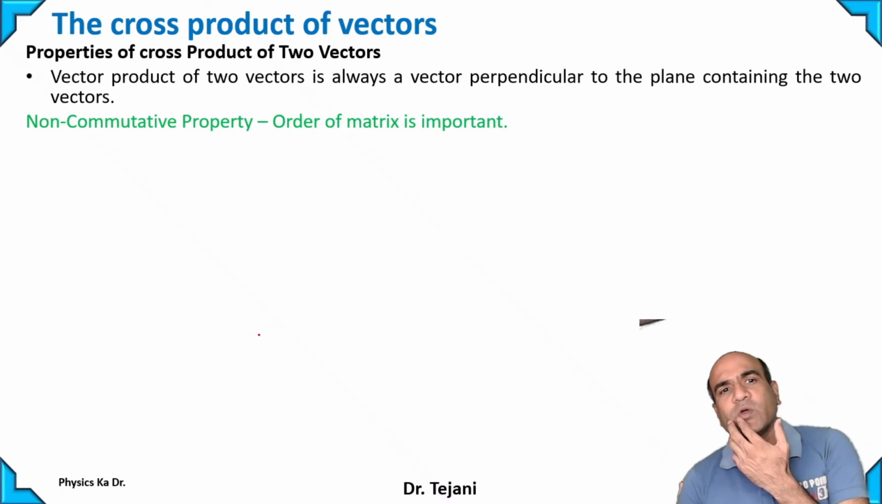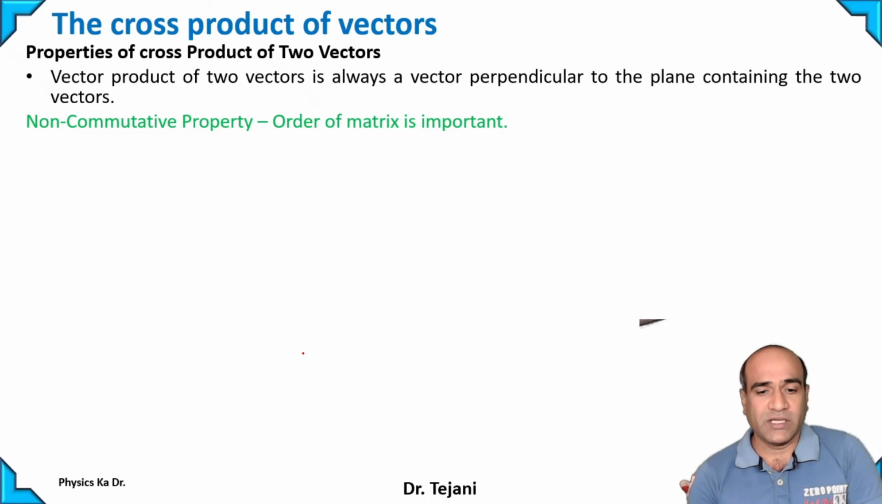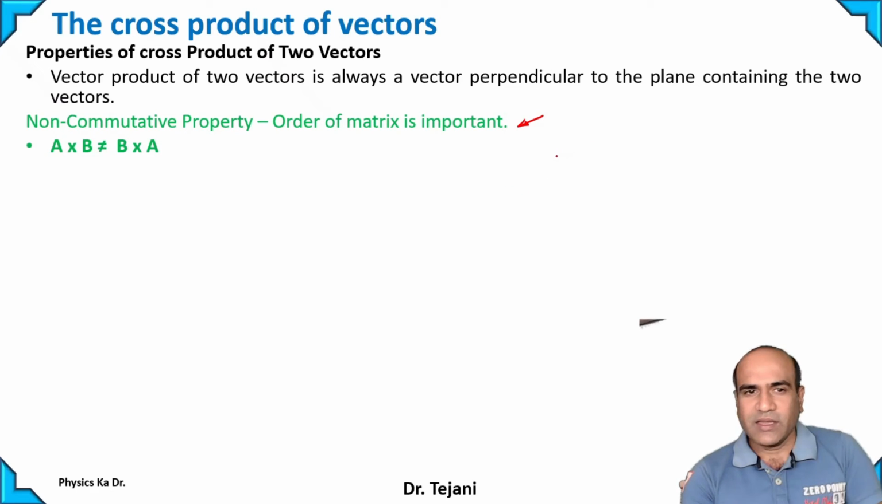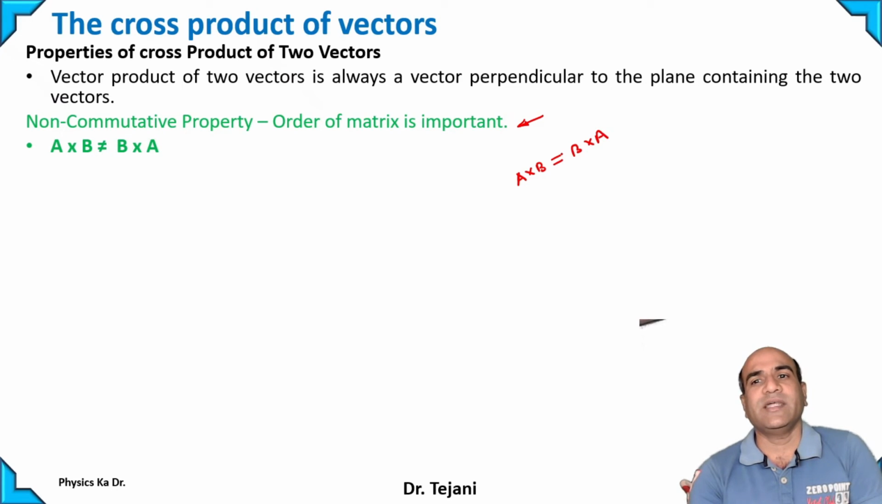Second is the non-commutative property. What is the meaning of the non-commutative property? The order of the matrix is important. We have to follow the order. That means if you put A cross B is equal to B cross A, that statement is incorrect.